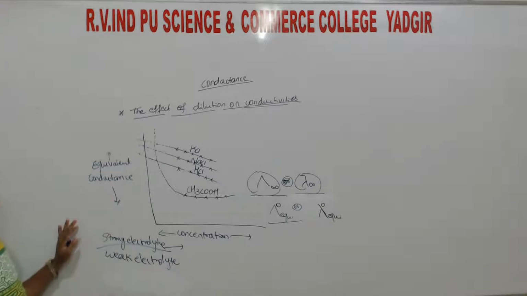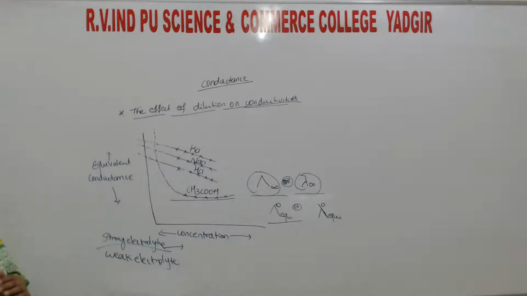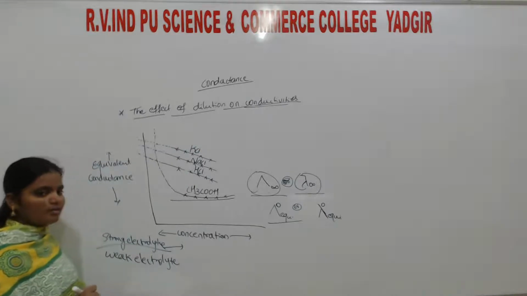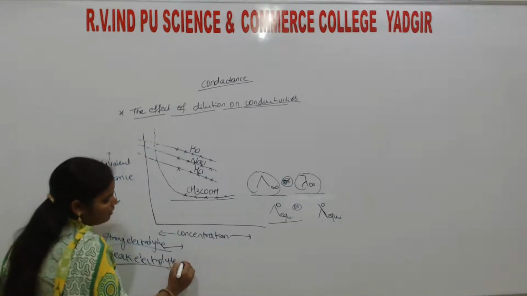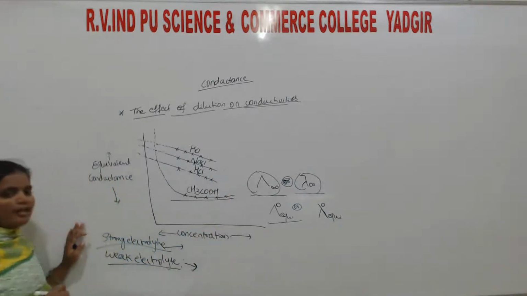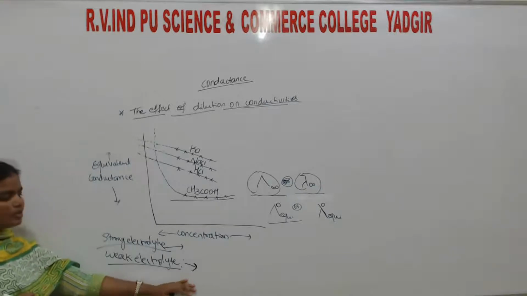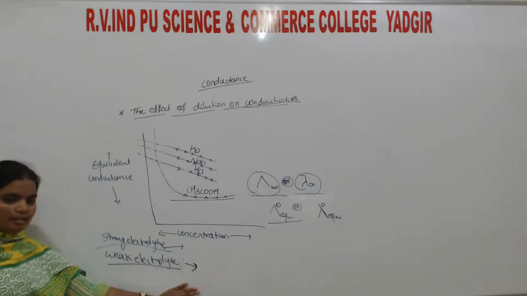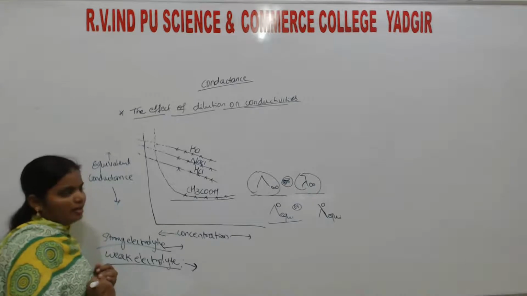However, there is an indirect method for obtaining the equivalent conductance at infinite dilution for weak electrolytes, which is based on Kohlrausch's law. For weak electrolytes we use this indirect method, that is, Kohlrausch's law is used to calculate the equivalent conductance of weak electrolytes.